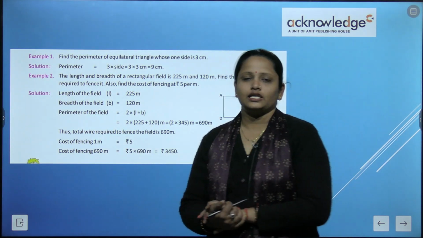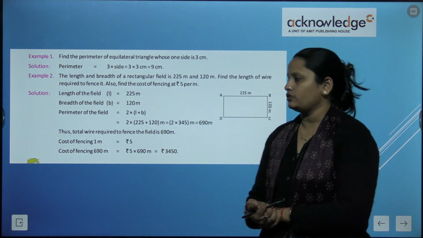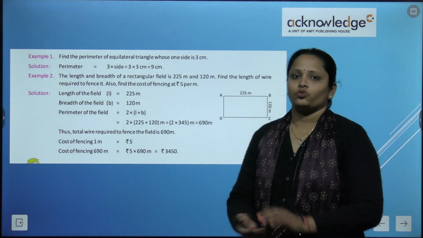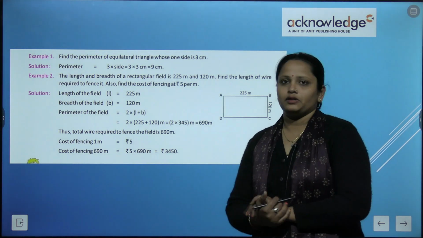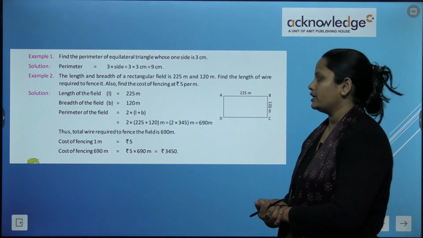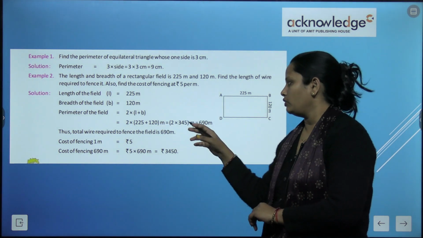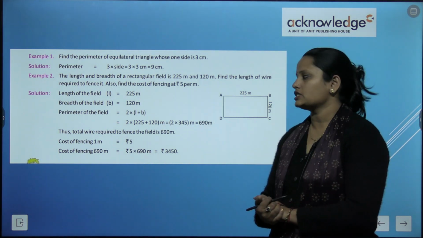So here we can see the length of field is 225 meter, breadth is 120 meter. Now the perimeter is 2 (L plus B). So here when we solve this we get 690 meter.